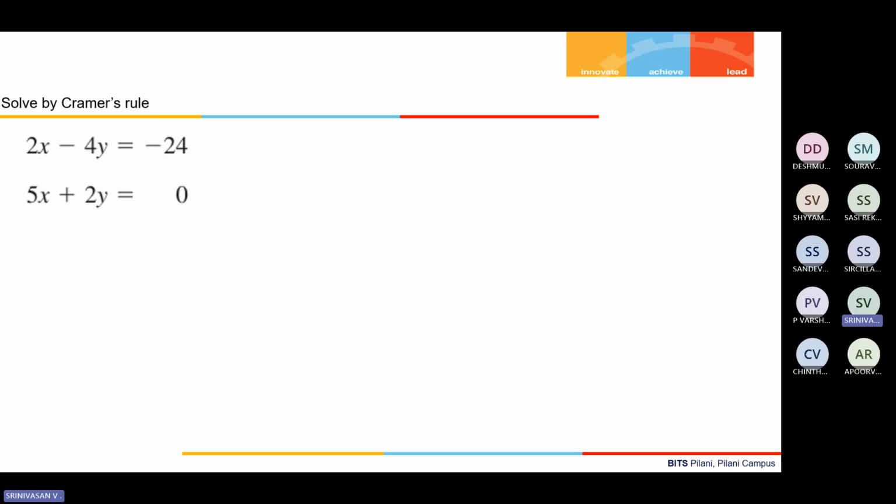Similarly, you can check the other one also. In fact, it should satisfy all the equations. If there are two, both the equations; if there are three, all three equations must be satisfied. But it is enough if you check with any one of them. Naturally, it will satisfy the other equations also. So for this problem, the solution is x equal to minus 2 and y equal to 5.